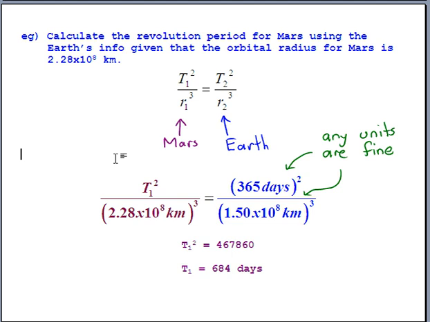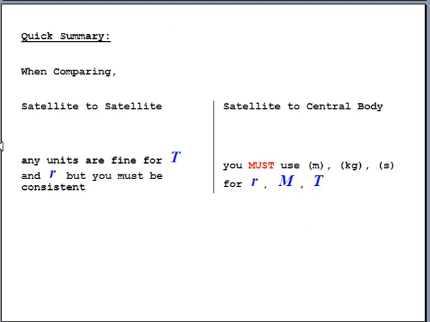So I'm just going to summarize that really quickly, with one last page here, because we've done two different kinds of calculations for this third law. If you're going to compare satellite to satellite, like we just did, any units are fine, but you have to be consistent. If you're going to go satellite to central body, that's when you're doing the whole T squared on top of r cubed is equal to 4 pi squared all over big G big M, then you must use meters, kilograms, and seconds. There's no way around that. And that totally wraps up this chapter. And we're all finished.